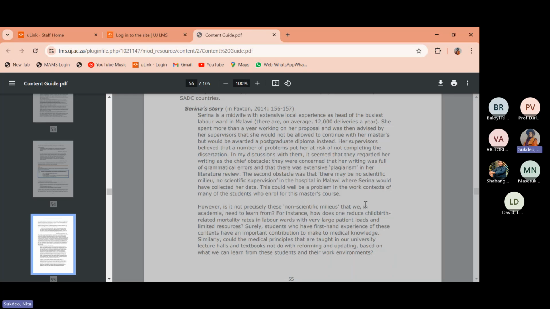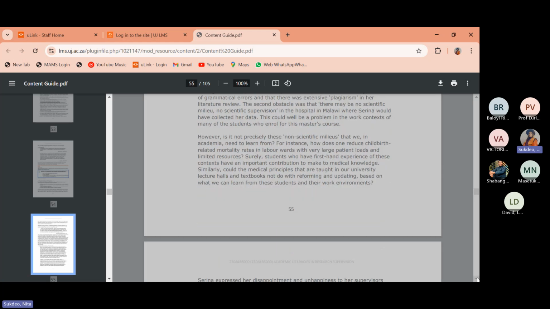In the discussion by Paxton, it seemed that they regarded her writing as chief obstacle. They were concerned that her writing was full of grammatical errors and that there was extensive plagiarism in her literature review. Second obstacle was that there may be no scientific milieu, no scientific supervision in the hospital in Malawi where Serena would have collected her data. This could well be a problem in the work context of many of the students who enroll for this master's course. However, it is not precisely these non-scientific milieus that we in academia need to learn from.